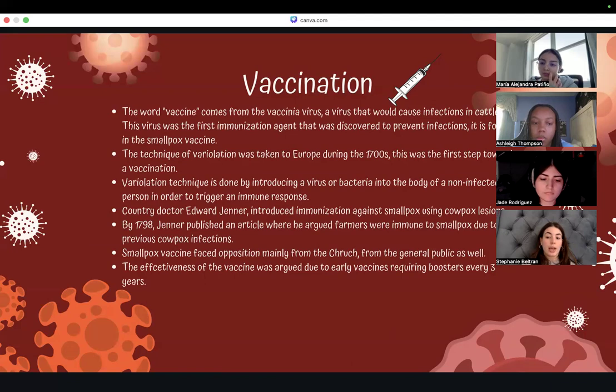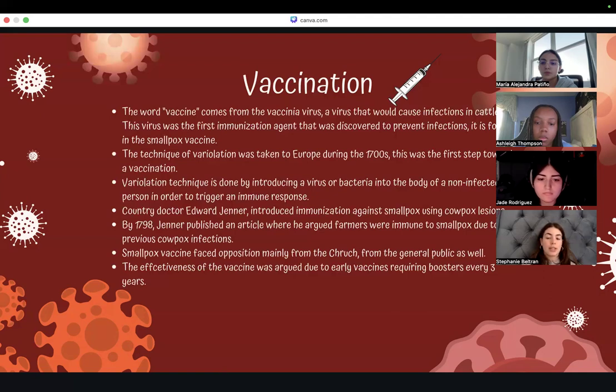This process of the vaccine was first done by Dr. Edward Jenner. He was a country doctor. He published an article in 1978 where he argued that farmers were immune to smallpox due to the exposure and previous infections of cowpox. Through this published article, Jenner introduced immunization against smallpox using cowpox.